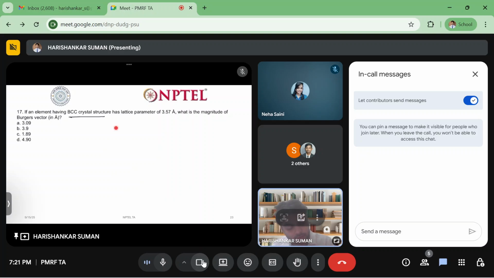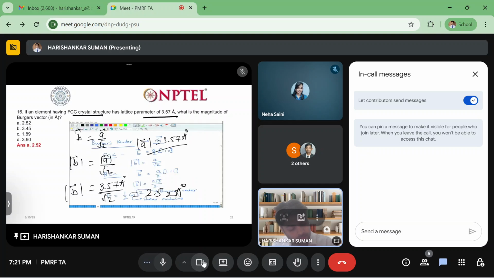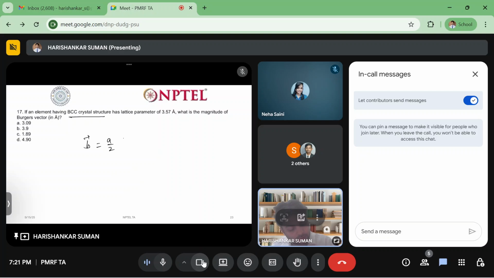Body centered cubic. For BCC, body centered cubic, you have to take the root of this. Root of this is square, root 3 by 2.